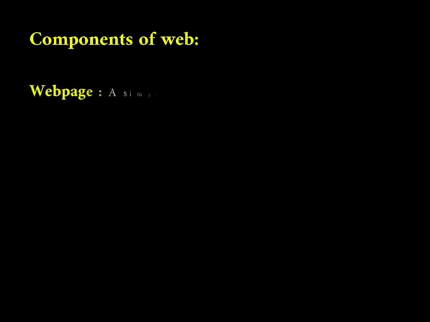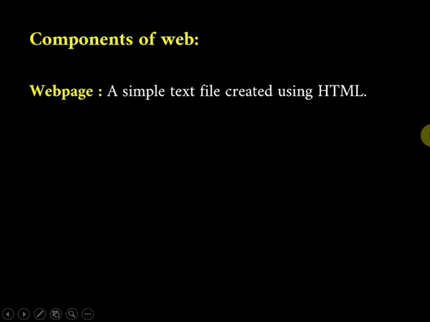What are the components of the web? The first component of the web is the web page. How are web pages written? Web pages are written as simple text files using hypertext markup language. They are not created using C++ or JavaScript, but as simple text files.